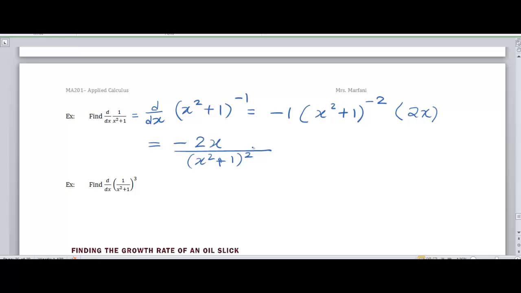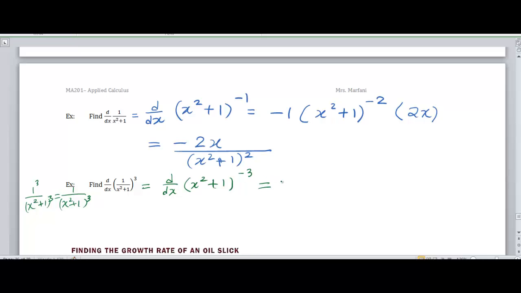How about this one? This is the derivative of x squared plus 1 raised to the negative 3. Okay. How is that working? Well, this is 1 cubed over x squared plus 1 cubed. That's 1 over x squared plus 1 to the third.